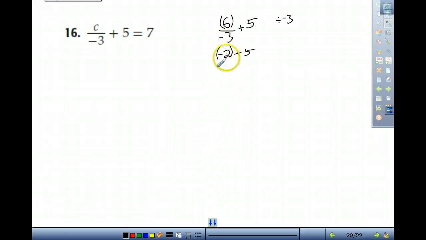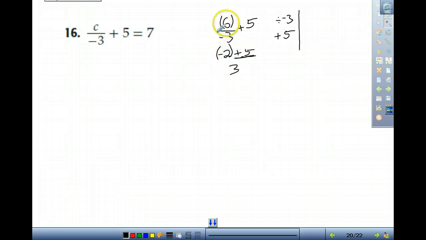And then what would I do to this? What's right here? Add 5. So first thing I'd do is divide by negative 3, then I'd add 5 to the negative 2, and I'd get positive 3. So these are the steps you would take in order to solve this order of operations. First you would divide by negative 3, then you would add 5. So remember, you're going to do the opposite and in the reverse direction.